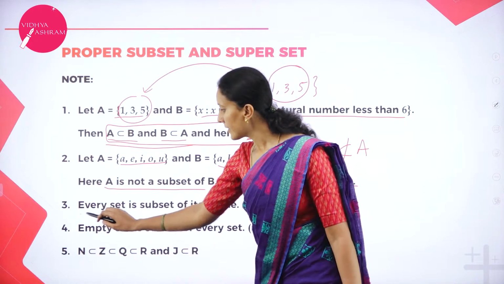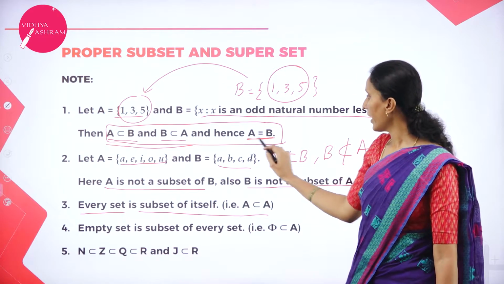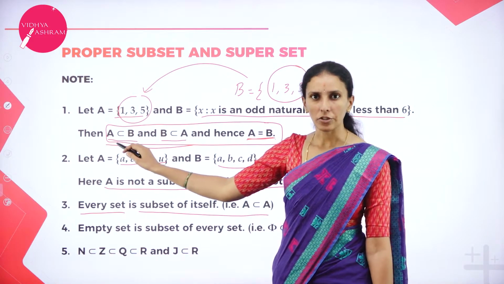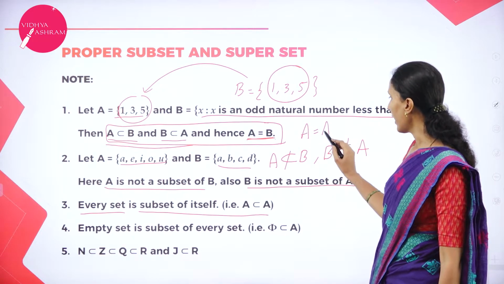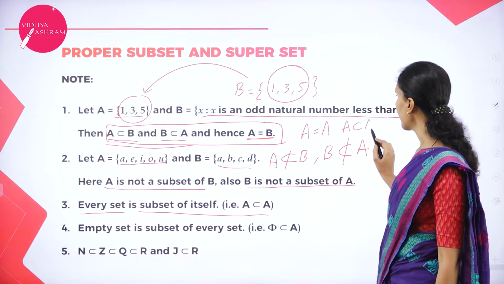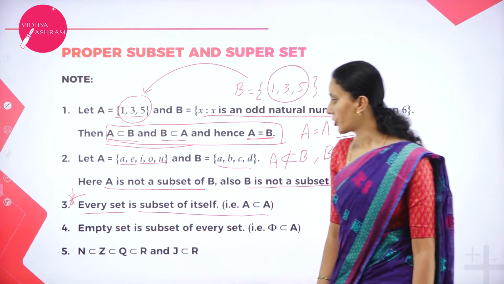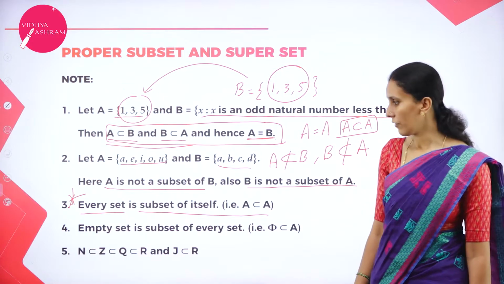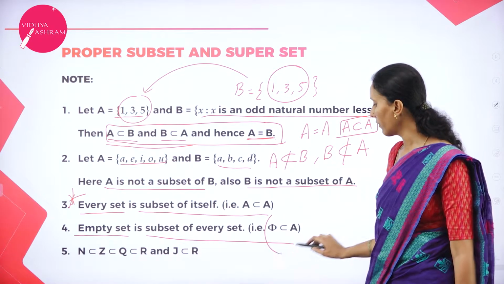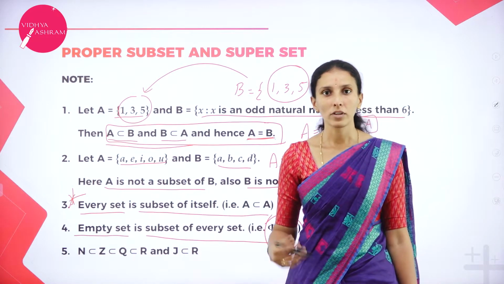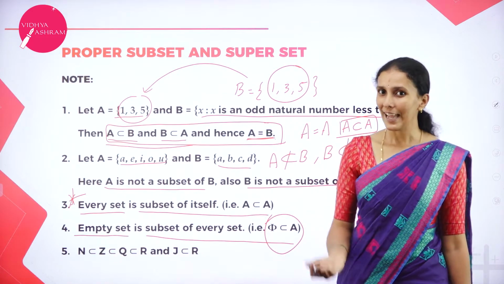Next, every set is a subset of itself. According to this definition, if A is equal to B, A can be a subset of B, and B can be a subset of A. Similarly, when A is equal to A, that means A is a subset of A. So remember this, every set is a subset of itself. Next, the empty set is also a subset of every set. Symbolically, we write empty set is a subset of A, because the empty set does not contain any element. So it can be a subset of any set.